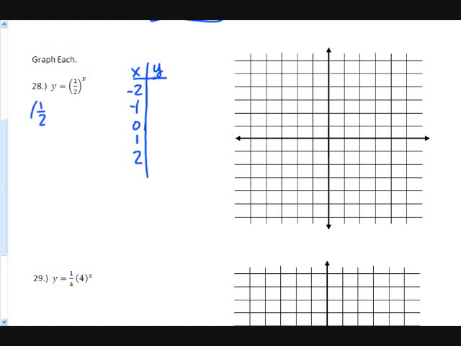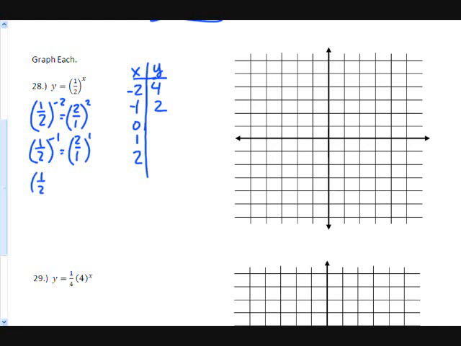If I do 1/2 to the -2nd power, remember raising something to a negative power means we flip it. So it's 2 over 1 raised to the 2nd power. Well, 2 to the 2nd power is 4. And I would do the same thing with the next value. We've got 1/2 to the -1st power. I flip the fraction, and I'll raise it to the positive 1st power, which is a 2.